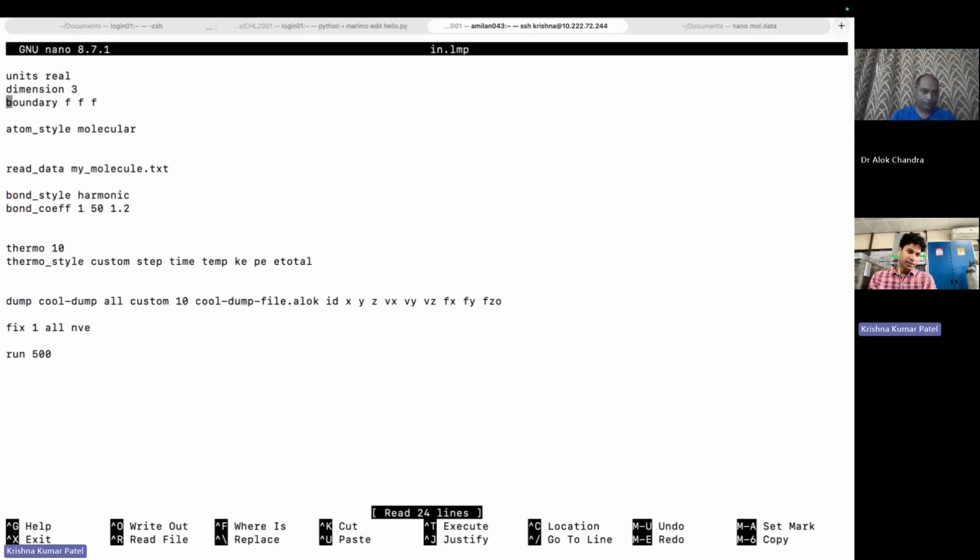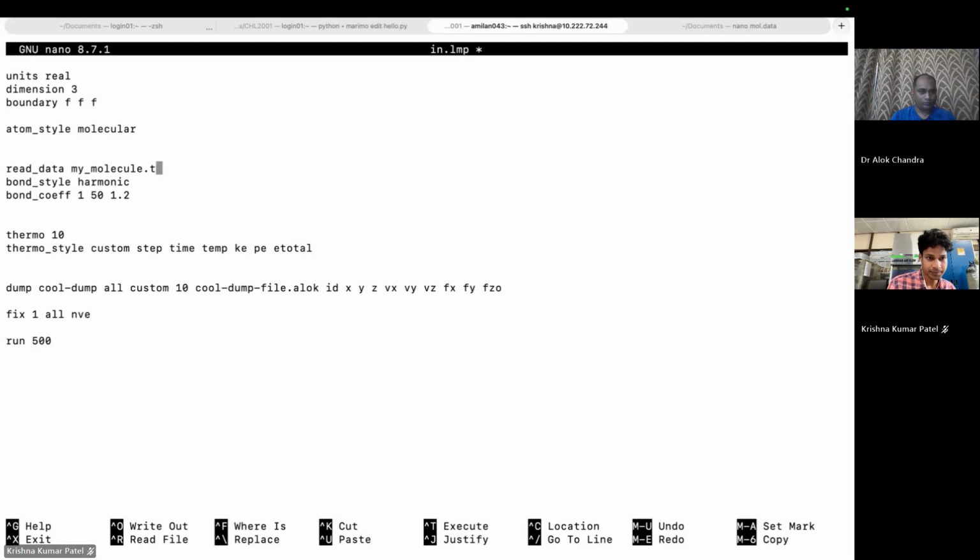Right? Units good, dimensions good, boundary good, random style, molecular, read file. I think we have changed the name, so let's just, this one is probably mol.data file now.